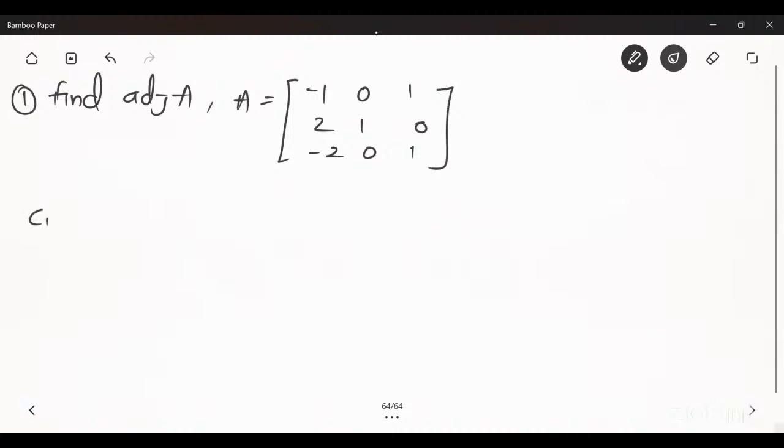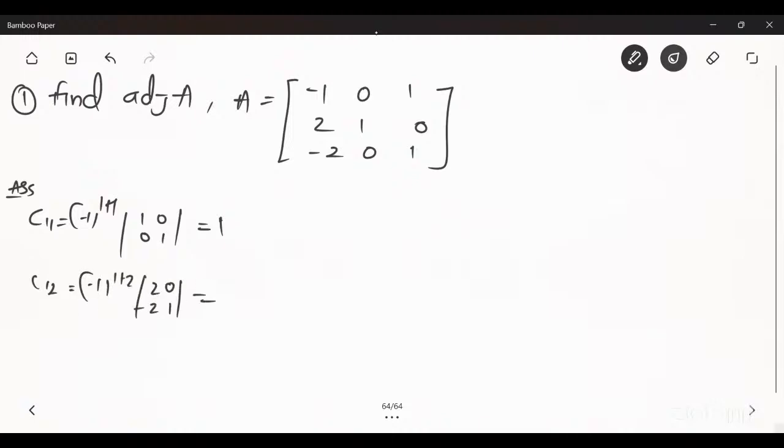Now, firstly, find C11. C11 means minus 1 to the power 1 plus 1. Skip that row and that column, first row and first column. So you will get determinant 1, 0, 0, 1. On solving, you will get 1. C12 means minus 1 to the power 1 plus 2, and 2, 0, minus 2, 1. On solving, you will get minus 1 plus 2 is 3. So minus 1 to the power 3 is minus 1. So minus 2.